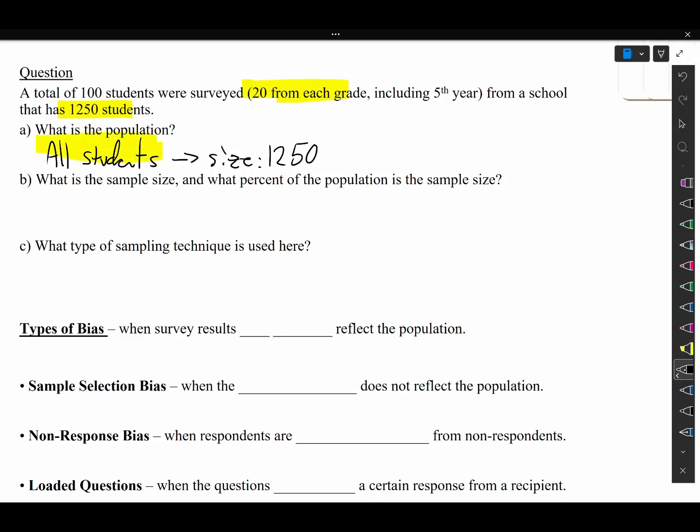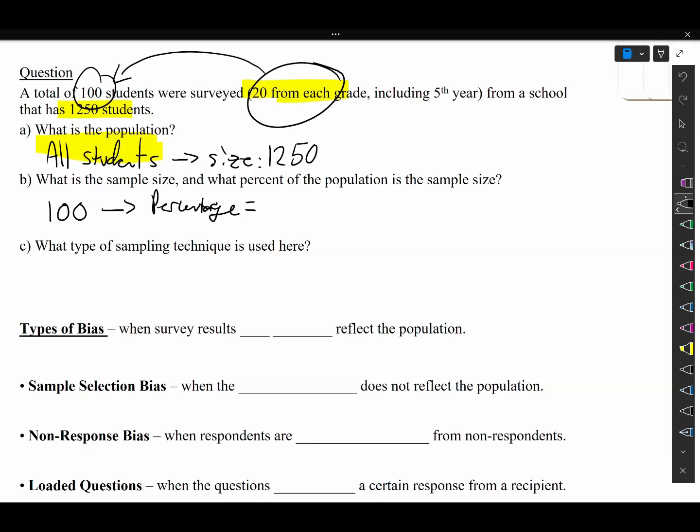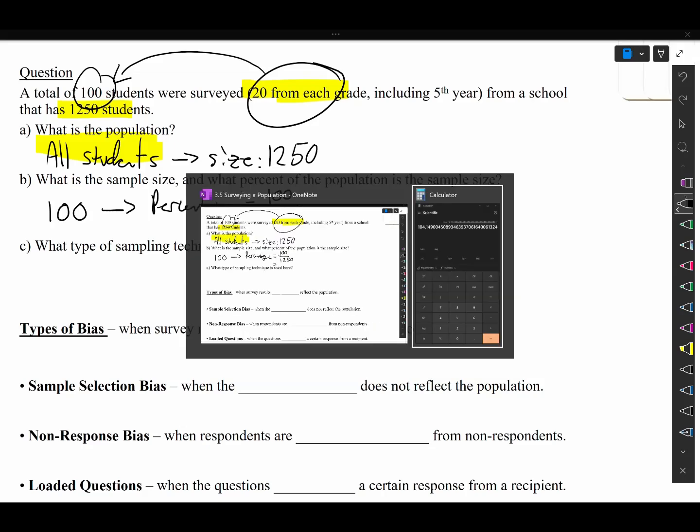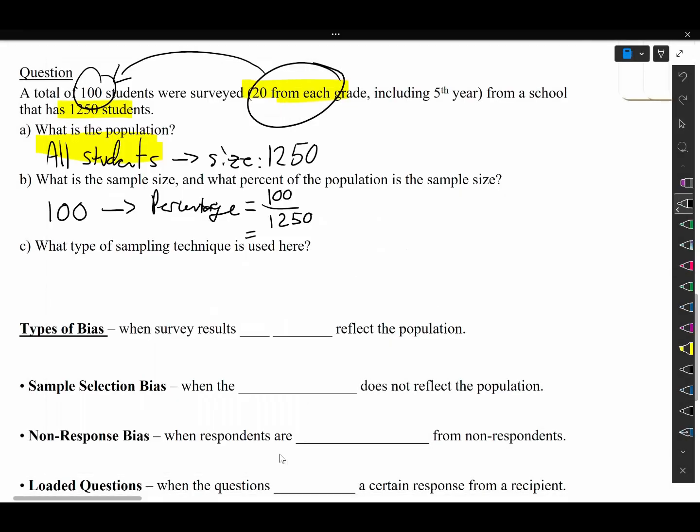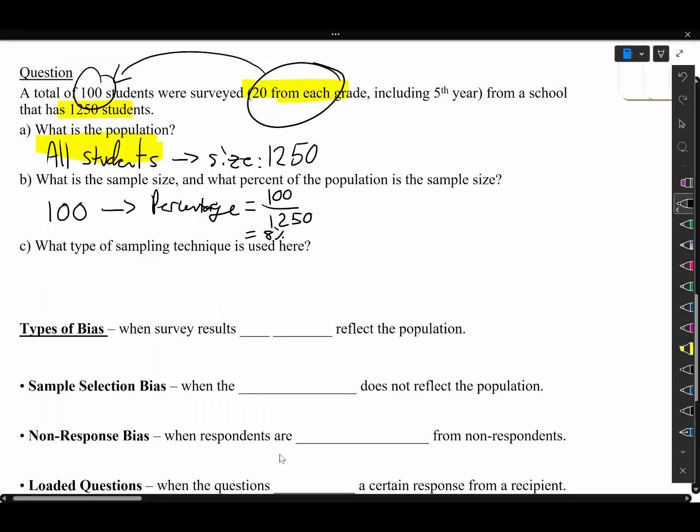Now what's the sample size? Okay, well the sample size that we're working with is going to be, let's see, 20 from each grade. Oh, they already did that for us, 100 students. Nice and easy. What percentage of the population is the sample size? Well, what we would do for our percentage is just take the number of students that we are collecting right here, that's 100, divide it by 1,250 students, throw that right into our calculator, and end up with 0.08. We can turn that into a percentage. That is 8% of students. We turned it into a percentage by multiplying it by 100%.